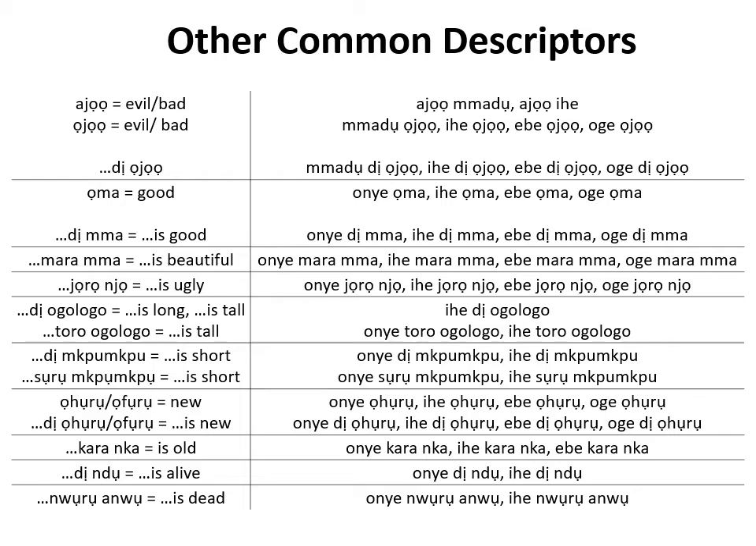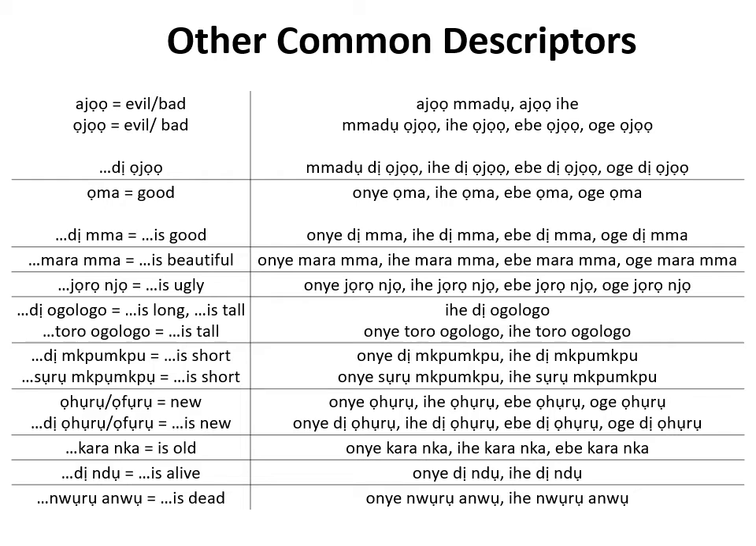Now, what about being good? So ọma is the single word that means good. So onyeọma, good person, ihe ọma, good thing, ebeọma, good place, ogeọma, good time. But you can also say is good. So onye dị mma is someone that is good. Ihe dị mma, ebe dị mma, oge dị mma.